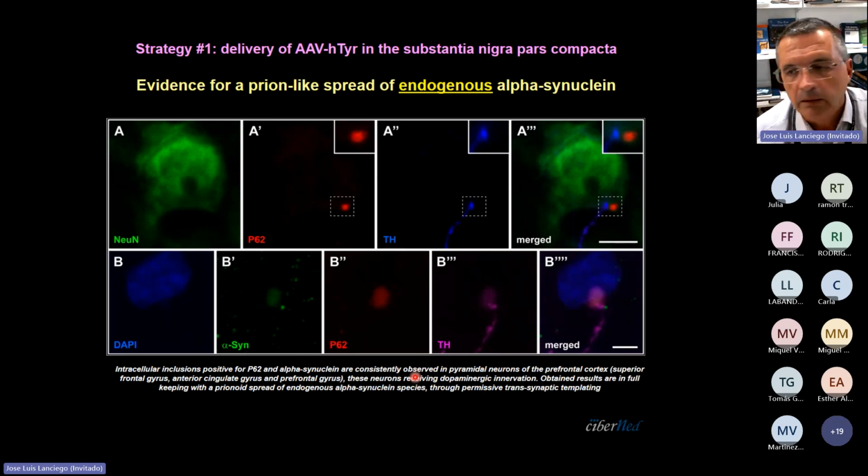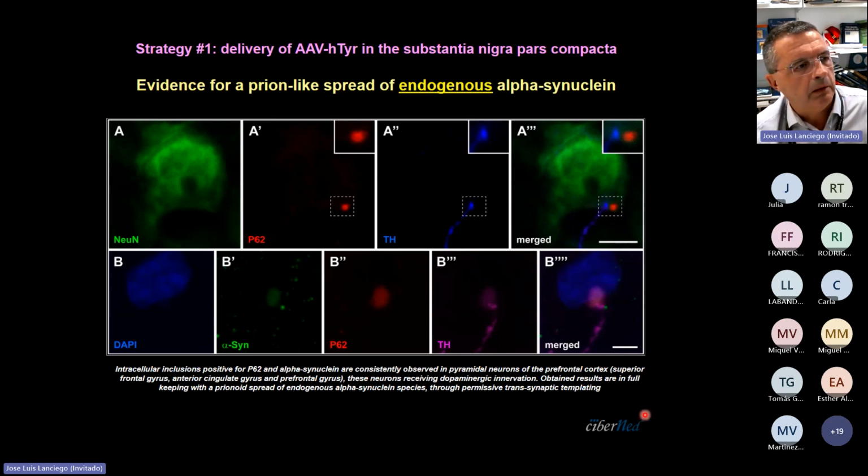So we took a look at the cerebral cortex in an attempt to evaluate to what extent we can see a spread, an anterograde spread of alpha-synuclein. And the quick answer is that yes, this is a pyramidal neuron receiving a dopaminergic fiber and going to this neuron. And you can see an inclusion that is p62 positive, just opposite in the postsynaptic element. This is another example. I think it was superior angular gyrus in that case. This is the TH fiber coming, p62 positive, and alpha-synuclein positive.